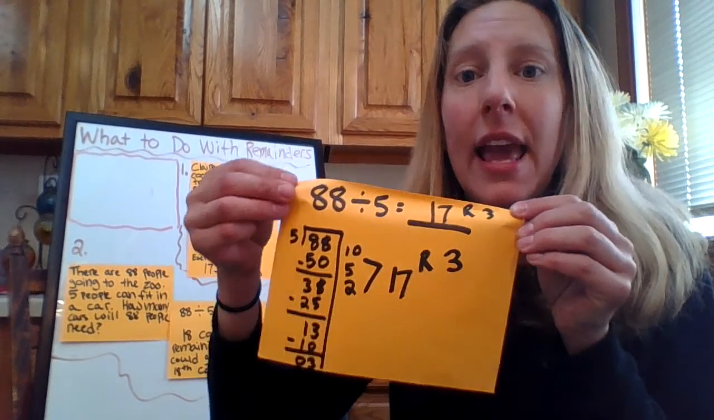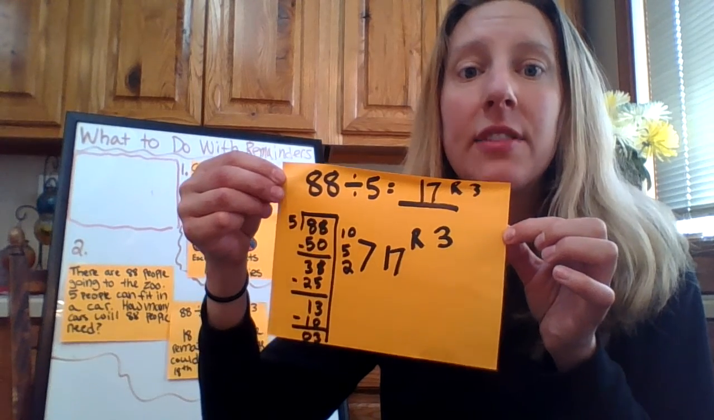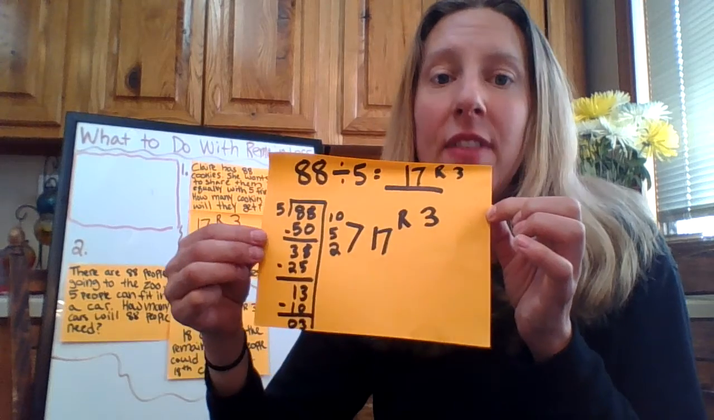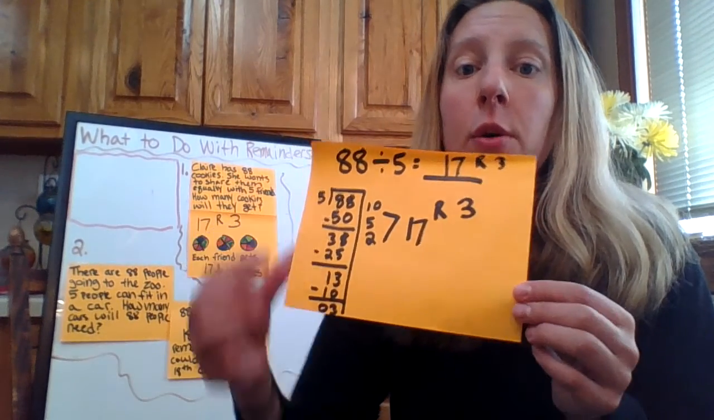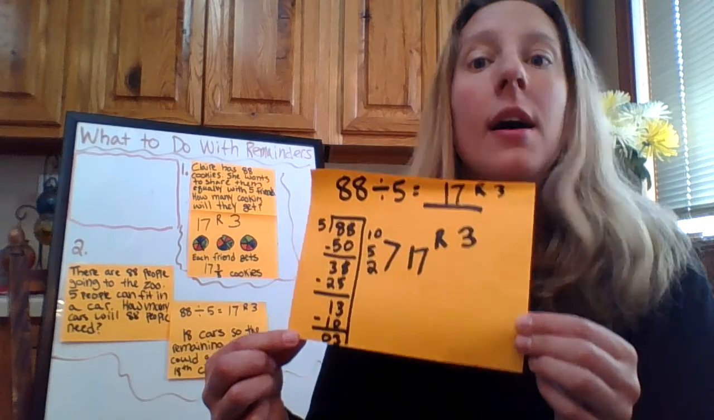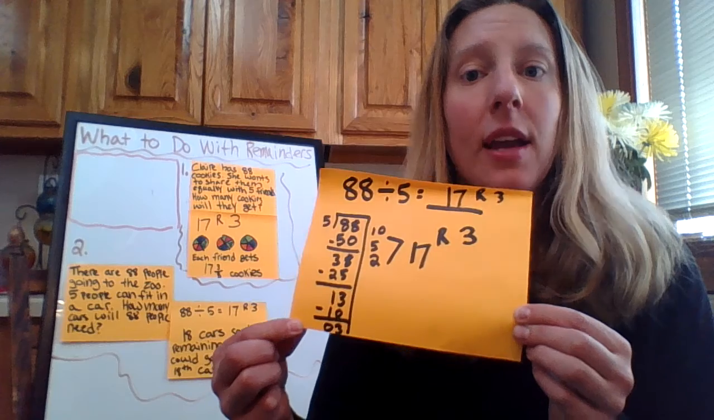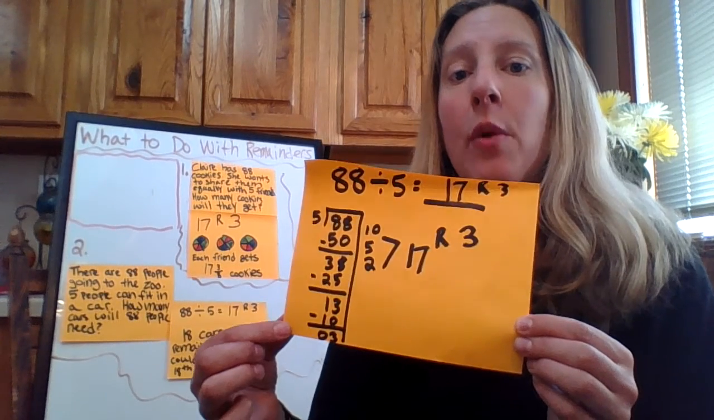So I wrote 88 in the box, and then I wrote 5 on the outside. That's the divisor. So I'm dividing 88 into 5 equal groups. And you can see that I'm left with 3 at the bottom. I can't divide 3 by 5 because 5 is bigger than 3. So that tells me as a mathematician that I'm going to have a remainder.